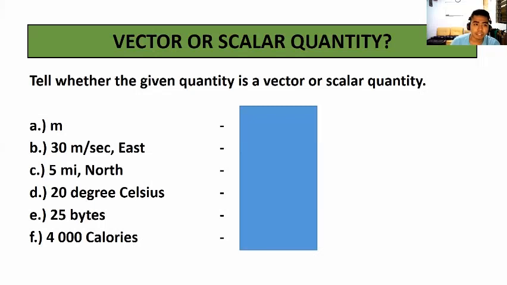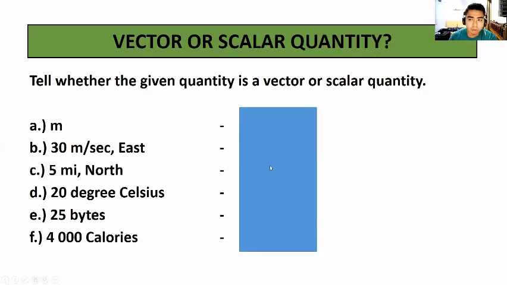So, vector or scalar quantity. Tell whether the given quantity is a vector or scalar quantity. So, letter A, meter, M, B, 30 meters per second, east, C, 5 miles north, D, 20 degrees Celsius, E, 25 bytes, F, 4,000 calories. Okay? For letter A, we have scalar, B, vector, C, vector, D, scalar, E, scalar, and F, scalar.